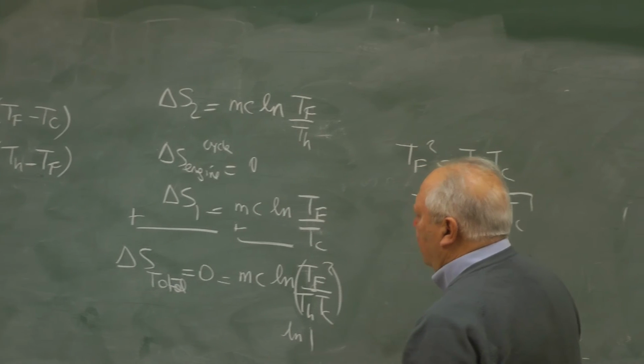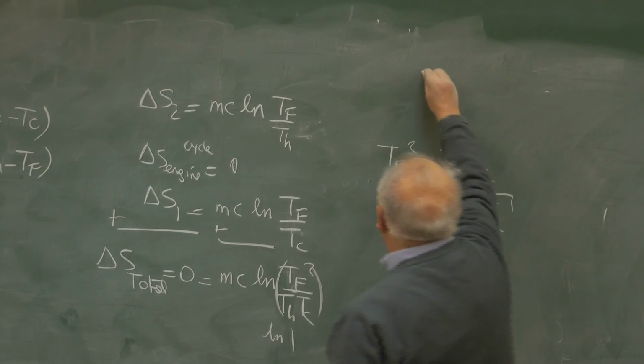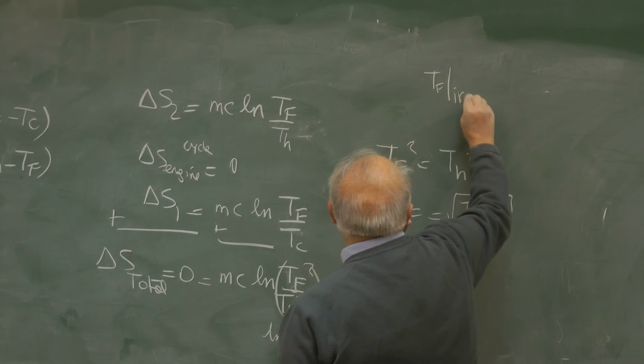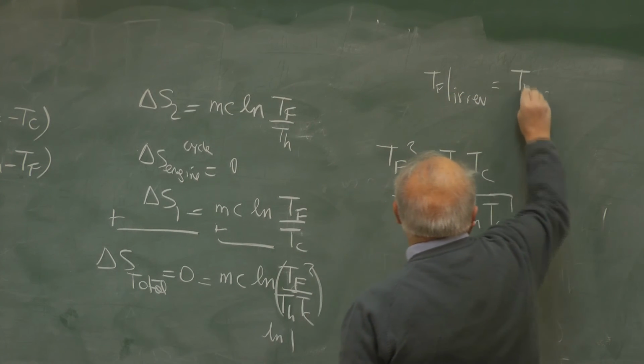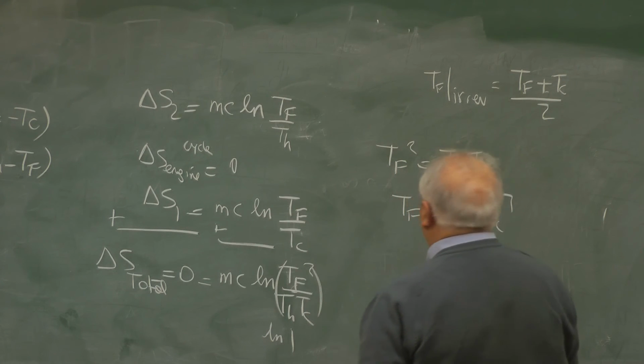Now, this is different from the final temperature of the irreversible process. TF irreversible was the arithmetic mean, (TH plus TC) over 2. This is that.